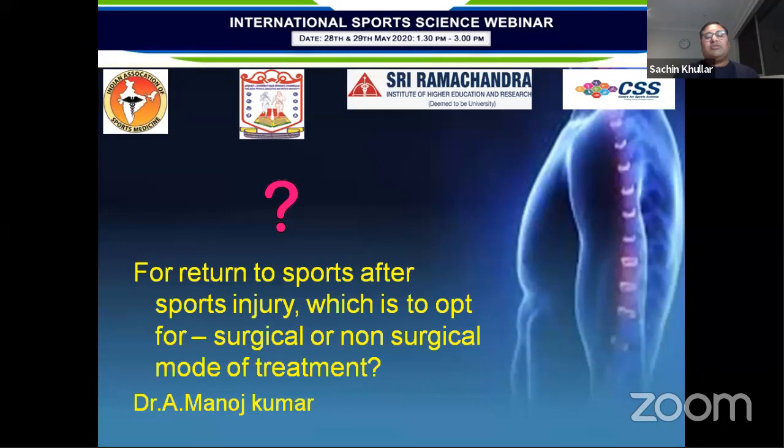Soft tissues can heal, for example, ankle ligaments and all that can go very well without surgery. But again, you first need to know what specific injury we are dealing with, and then decide which way to go.